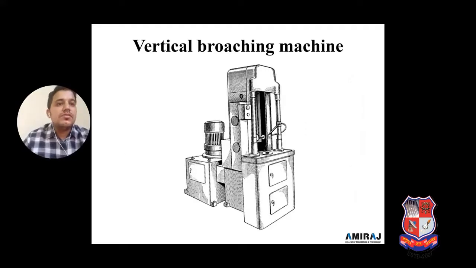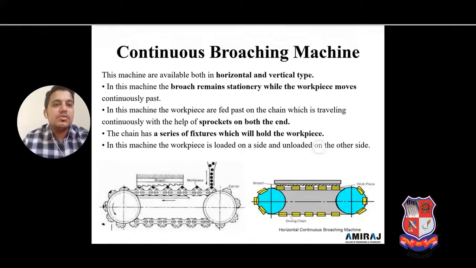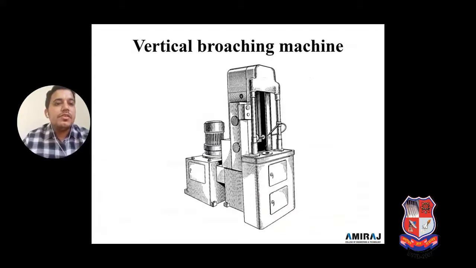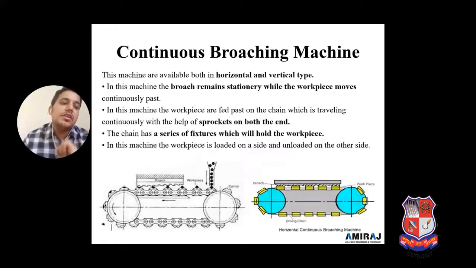So this is the vertical broaching machine, which is also related to this motor. Hydraulic arrangements are there, hydraulic cylinders are there, and we are doing the operation.